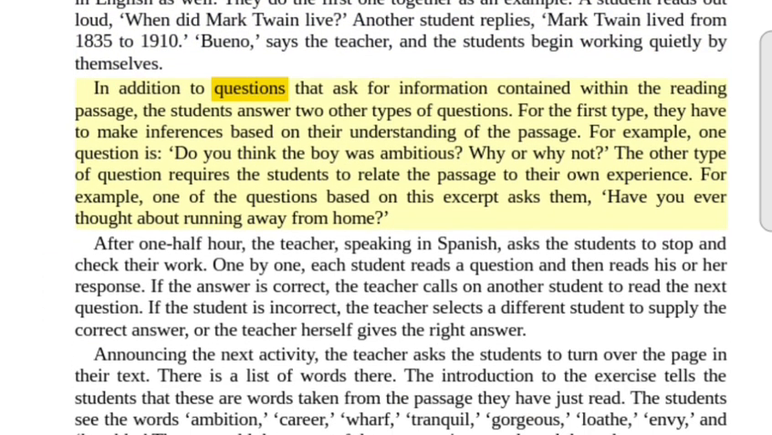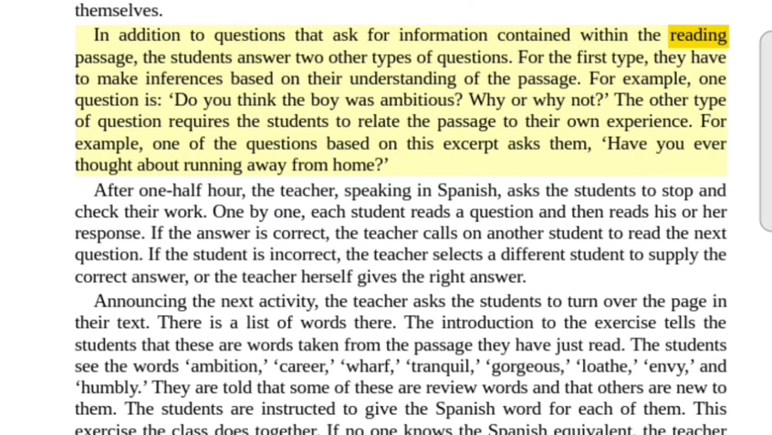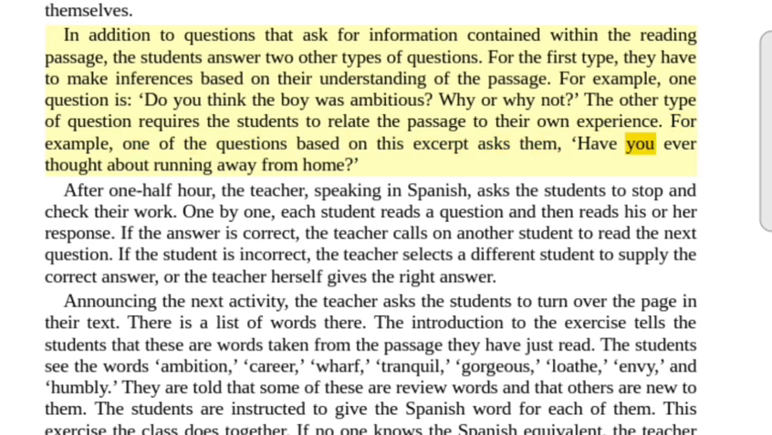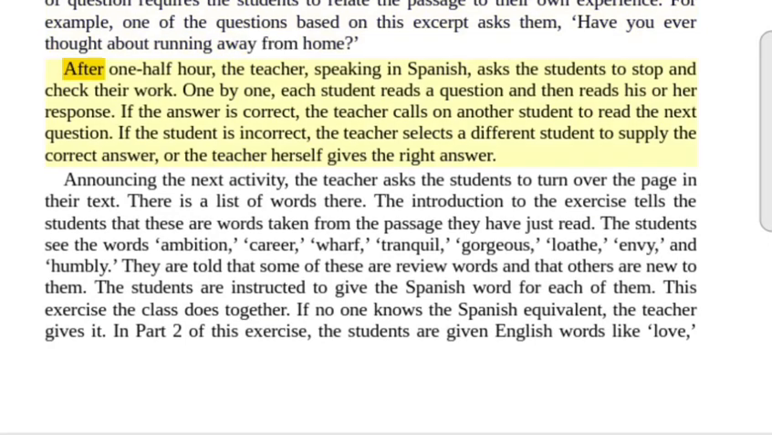In addition to questions that ask for information contained within the reading passage, the students answer 2 other types of questions. For the first type, they have to make inferences based on their understanding of the passage. For example, one question is, "Do you think the boy was ambitious? Why or why not?" The other type of question requires the students to relate the passage to their own experience. For example, one of the questions based on this excerpt asks them, "Have you ever thought about running away from home?"